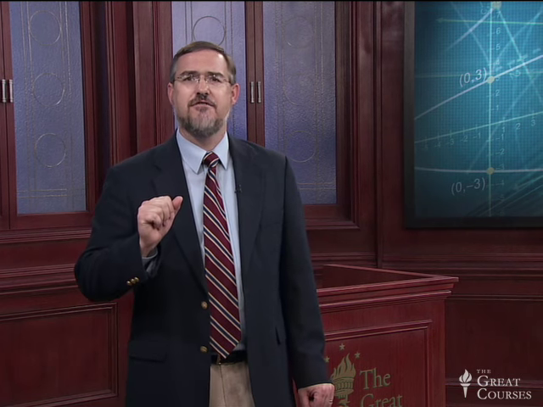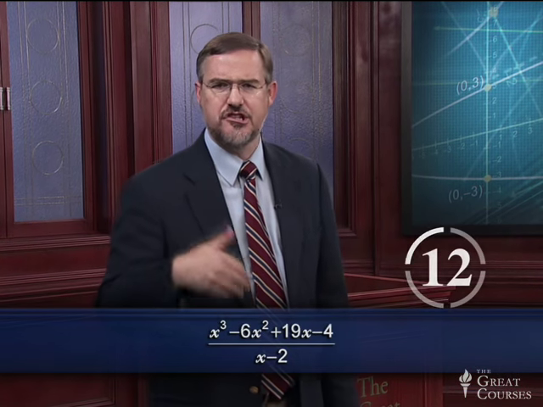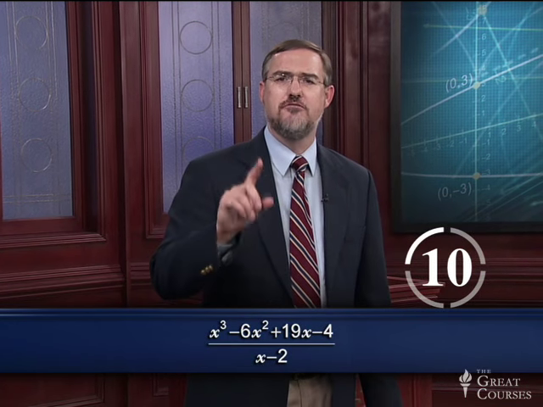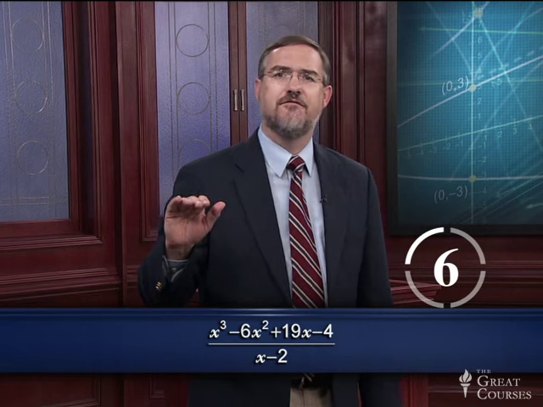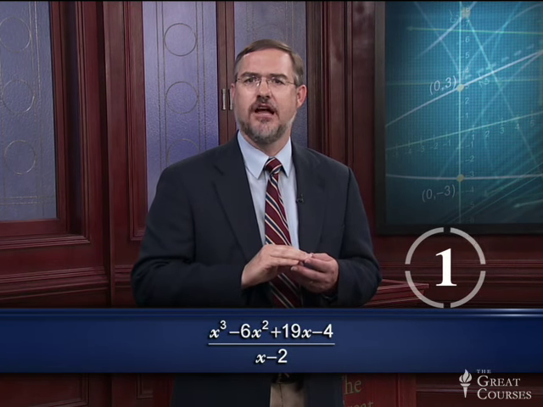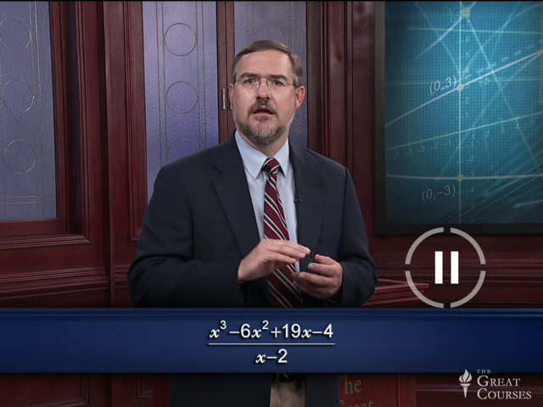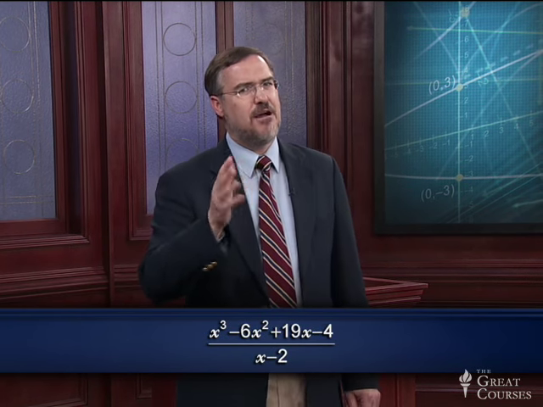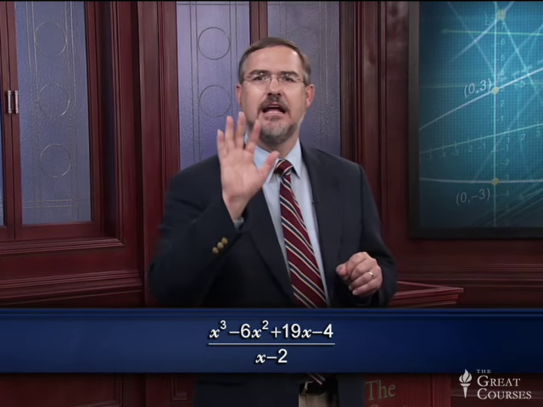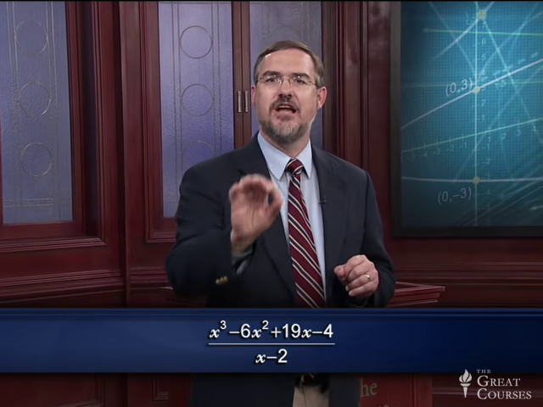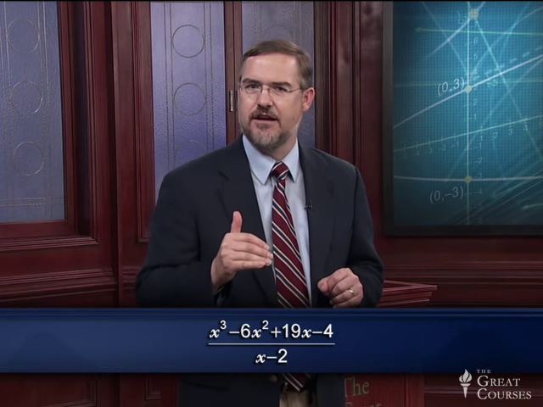So let's take the following example and again do the long division. I want us to simplify x cubed minus 6x squared plus 19x minus 4 divided by x minus 2. Why don't you try it yourself and see what you get? Now, you might have noticed that that didn't come out quite as neatly, right? There's a bit of a remainder, but that's okay. Let's walk through it together, step by step, and see if we can actually see what our final answer is.